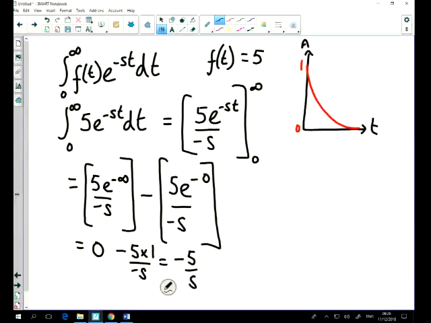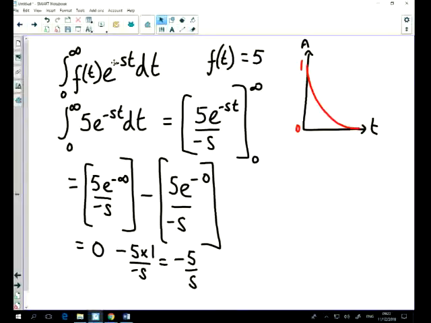Okay, so that's not in this paper. That's just an additional question you might get. I'm not saying you will get it or won't get it. Don't worry too much about it. It won't be worth a lot of marks, even if you did get it. I did it probably the first week we looked at Laplace transforms. It was quite a long time ago, round about week 2.